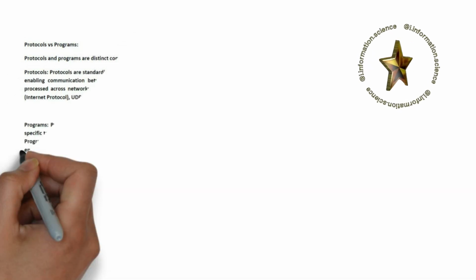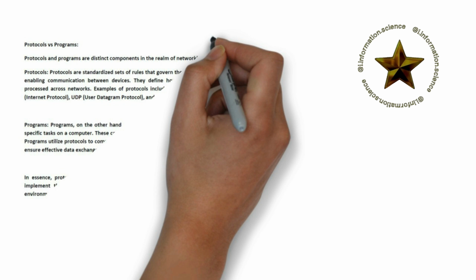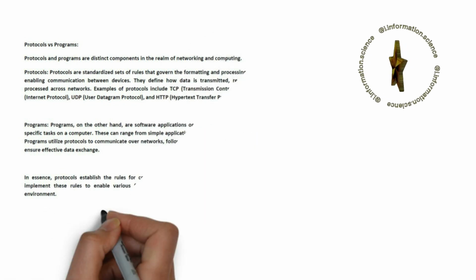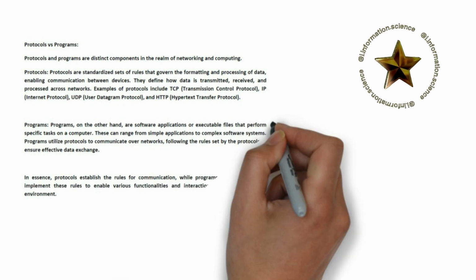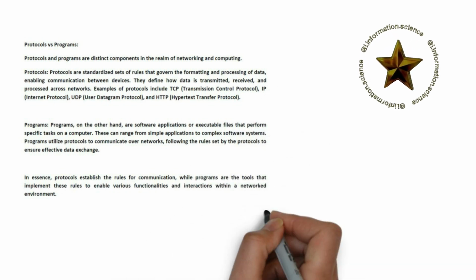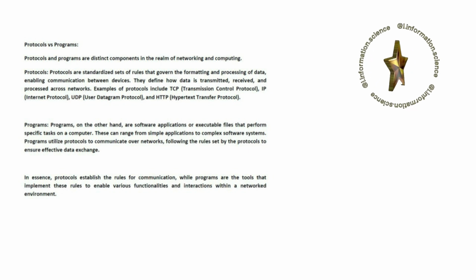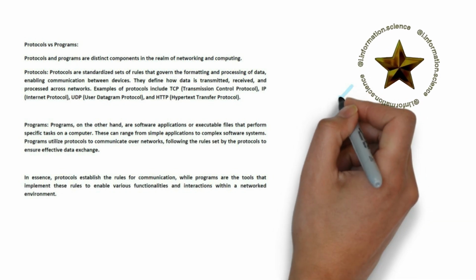Protocols versus programs. Protocols and programs are distinct components in the realm of networking and computing. Protocols are standardized sets of rules that govern the formatting and processing of data, enabling communication between devices. They define how data is transmitted, received, and processed across networks. Examples of protocols include TCP, Transmission Control Protocol, IP, Internet Protocol, UDP, User Datagram Protocol, and HTTP, Hypertext Transfer Protocol.